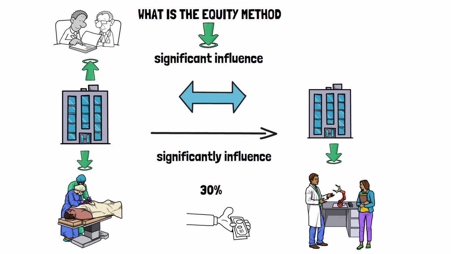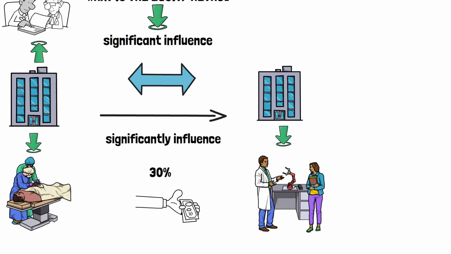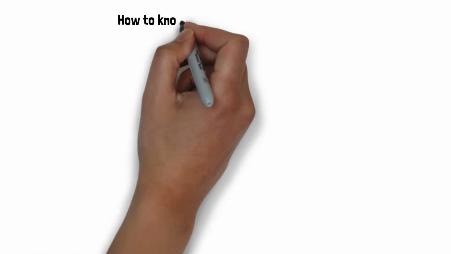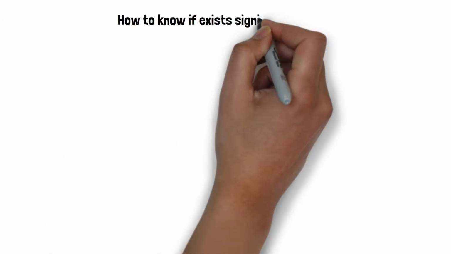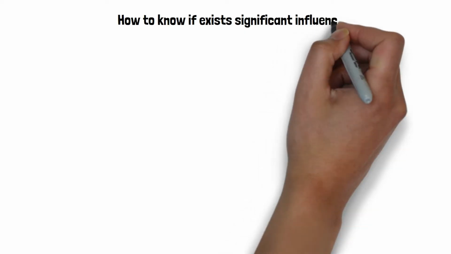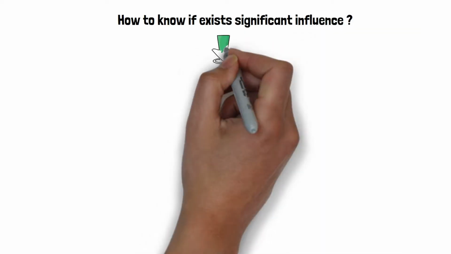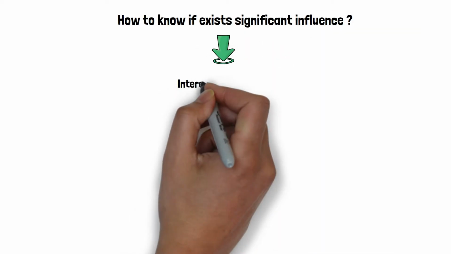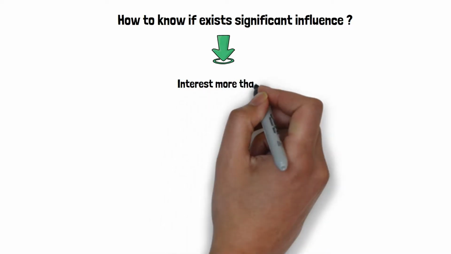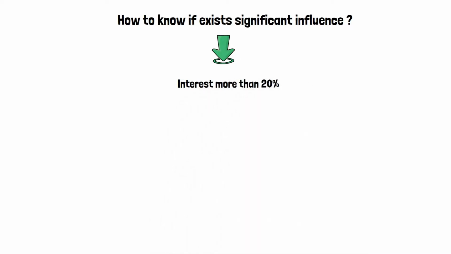So, at this point, it is necessary to ask the following question. How do we know if significant influence exists of one company over another? IAS 28 establishes that if an entity directly or indirectly owns more than 20% interest in another company, it is presumed that significant influence exists.